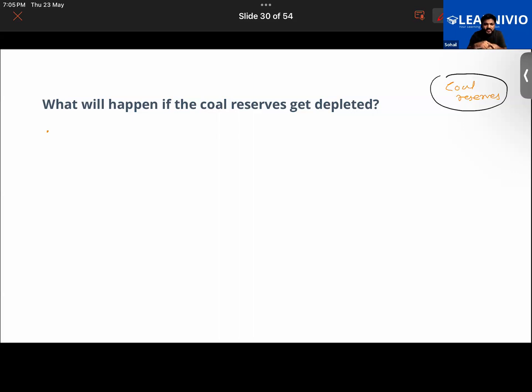Exactly, coal is a non-renewable energy, right? It's an exhaustible and non-renewable energy. So thereby we need to shift towards alternative energy resources. Like nowadays we are shifting towards solar panels. Nuclear energy is also being used to produce electricity. Hydroelectricity power plants are being installed at various places.